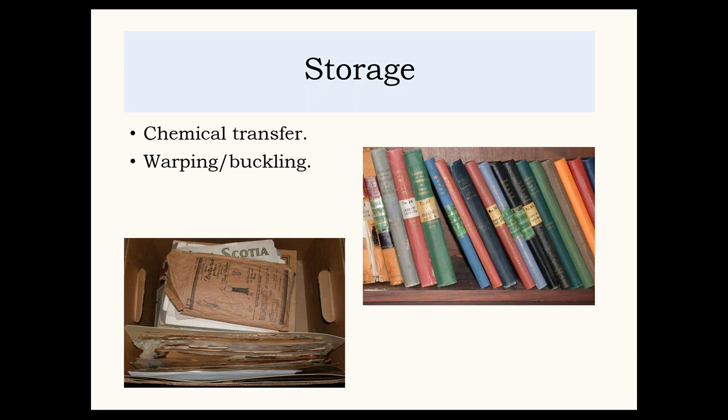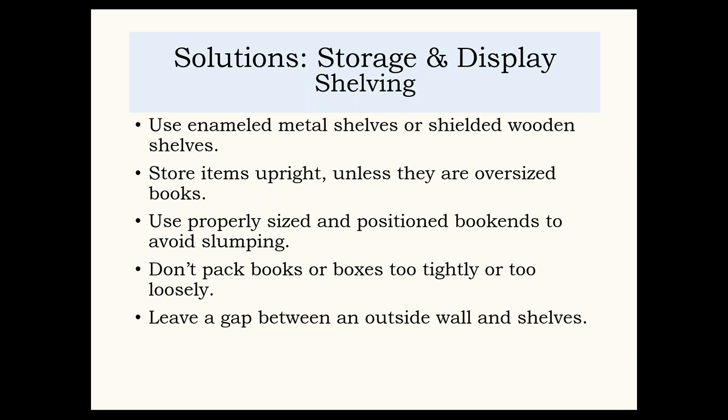We talked about chemical transfer. We talked about other challenges with storage. When you're boxing things, you don't want to overpack them, but you also don't want to underpack them, because they won't have the same kind of support. Things can slump, things can warp, things can buckle. Sometimes we'll put a piece of acid-free cardboard in there to support something, if you don't have enough to fill out a box and it's going to jump around in there. So we'll put something in there to stuff it, to keep it from moving around.